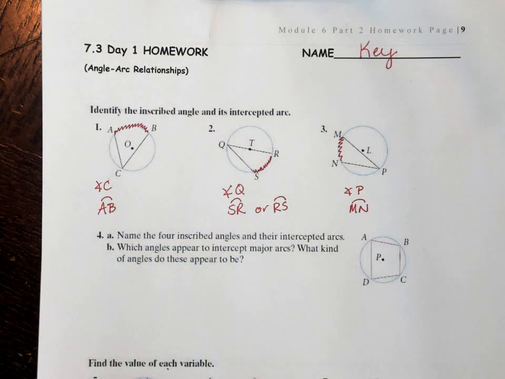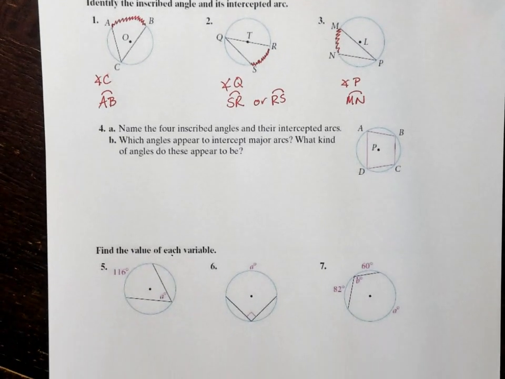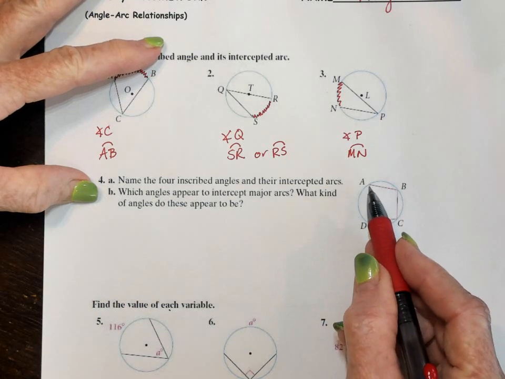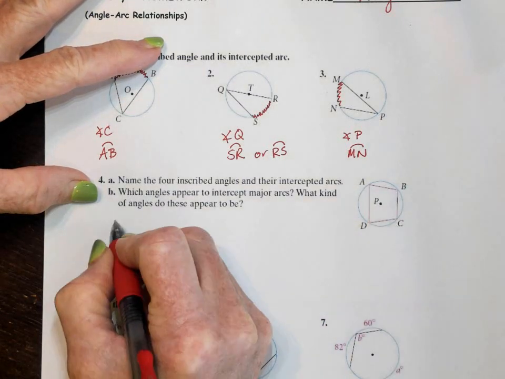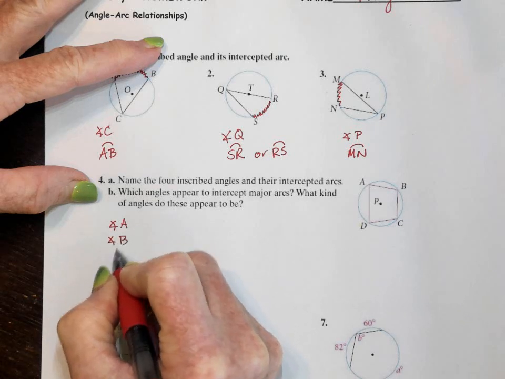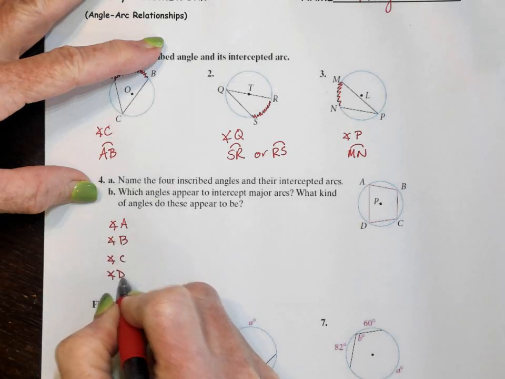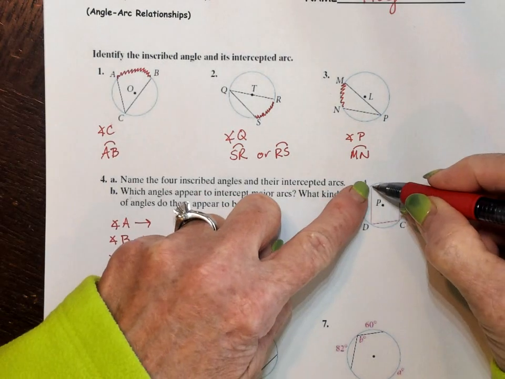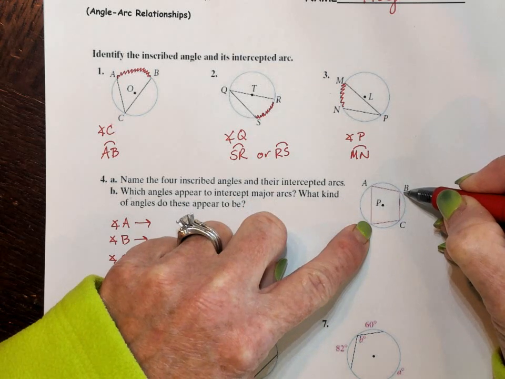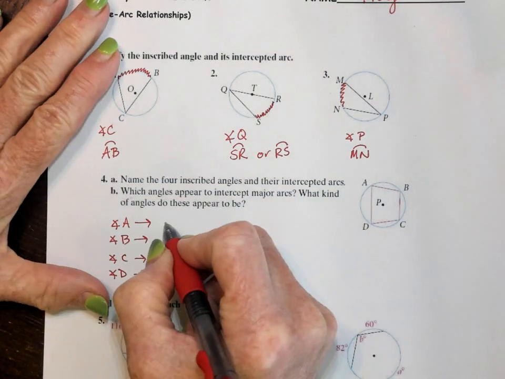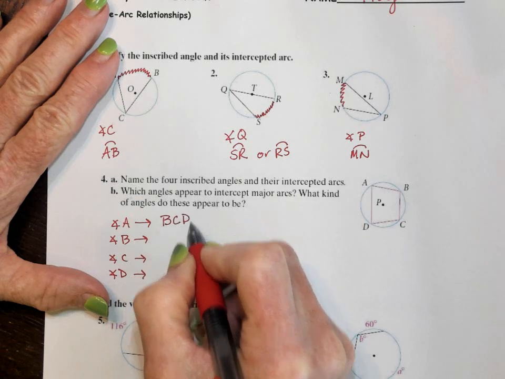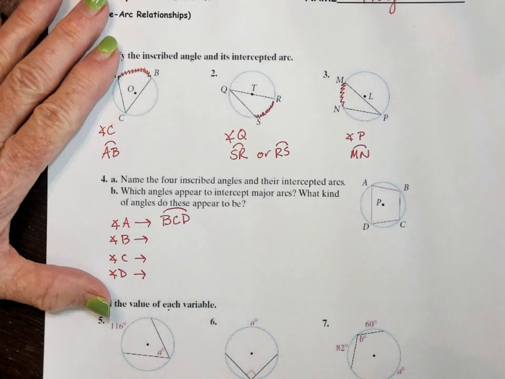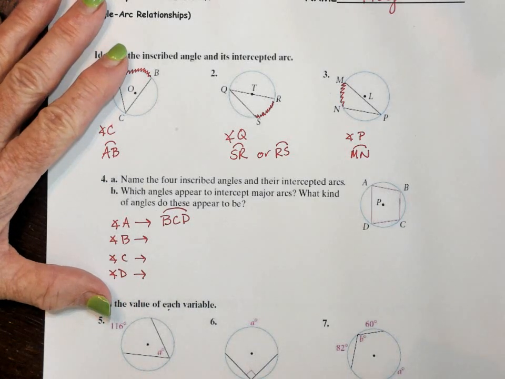Okay, for number 4, name 4 inscribed angles and their intercepted arcs. Here are our angles: angle A, angle B, angle C, angle D. Now the intercepted arc for angle A would be arc BCD. I am going to use the 3-letter name because I'm not quite sure if it's more than halfway around or less than halfway around. It's a little bit hard to tell, so just to be sure, I'm going to use the 3-letter name.